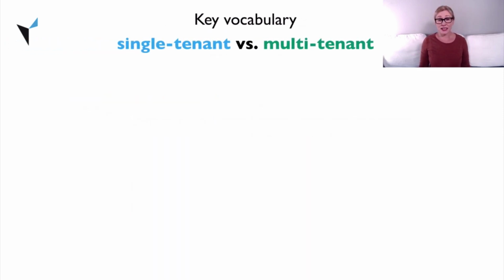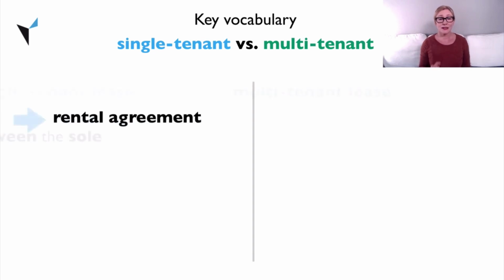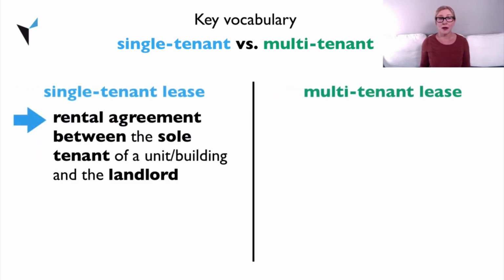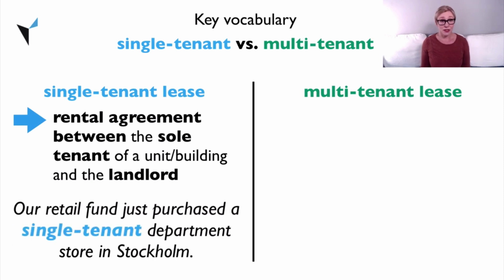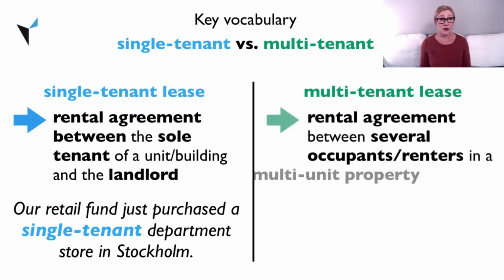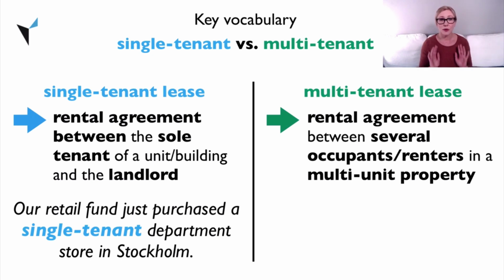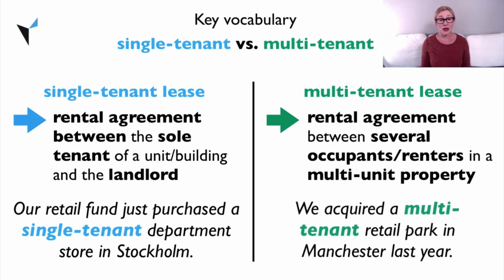Single tenant versus multi-tenant. A single tenant lease is a rental agreement between the sole tenant of a unit or building and the landlord. Example: our retail fund just purchased a single tenant department store in Stockholm. A multi-tenant lease is a rental agreement between several occupants or renters in a multiple unit property. Example: we acquired a multi-tenant retail park in Manchester last year.